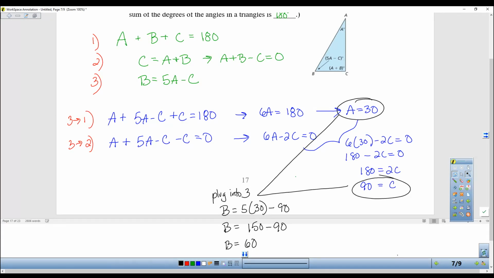Now, this isn't really a word problem. It's just asking for what are the measures of angles A, B, and C. So angle A is 30 degrees. Make sure you use your degree symbol. Angle B is 60 degrees. And angle C is 90 degrees. And always box your final answer.